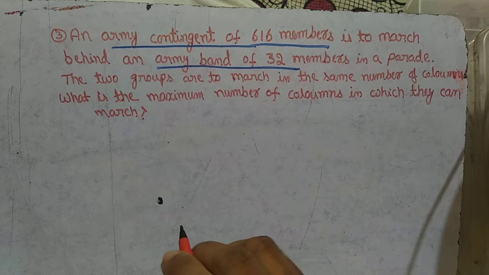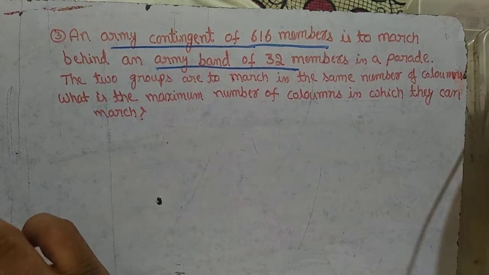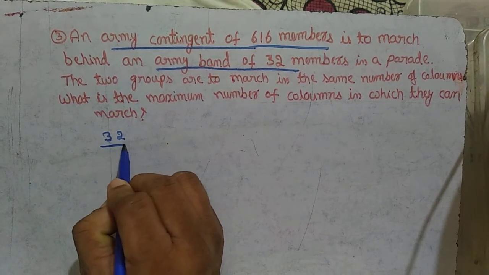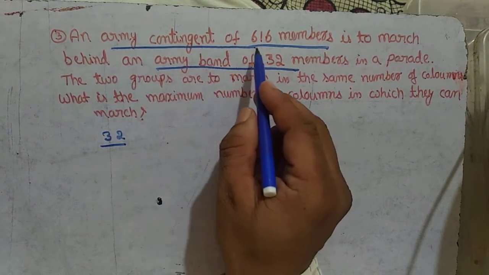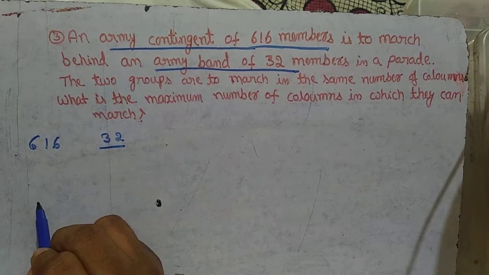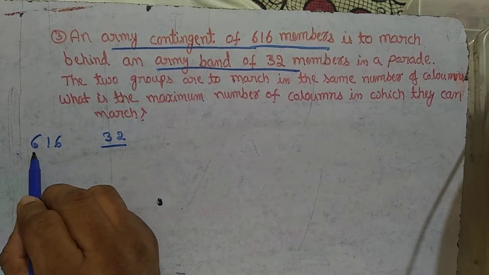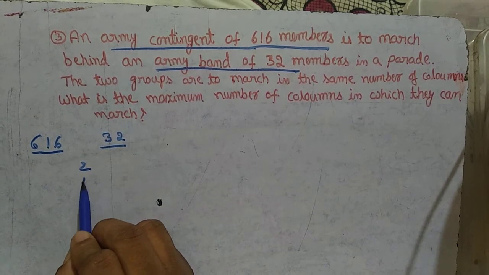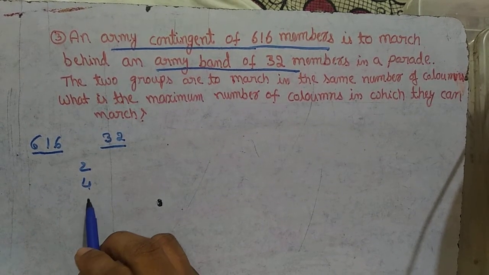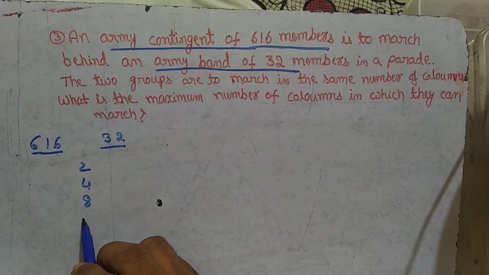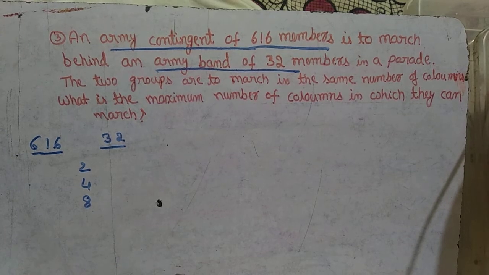See, the army band has 32 members, and the army contingent has 616 members. These two numbers are divisible by 2, both are divisible by 4, and both are divisible by 8. So we can take 8 as the maximum number of columns.